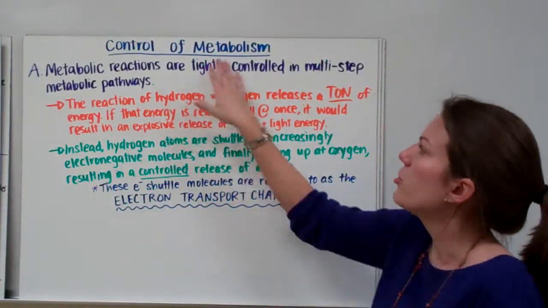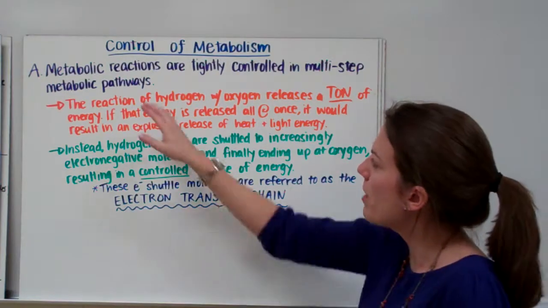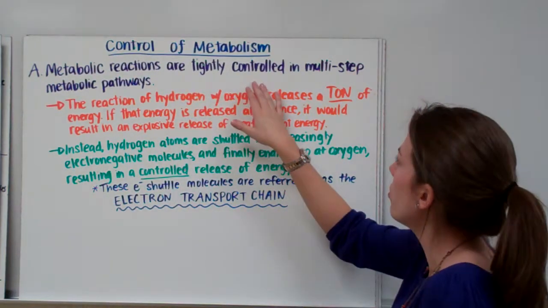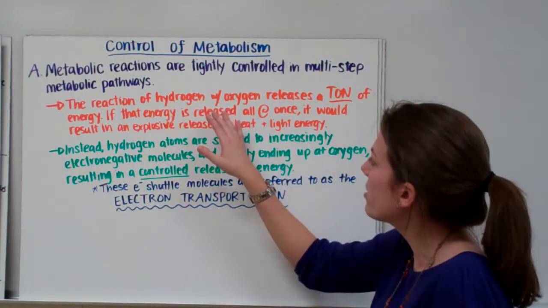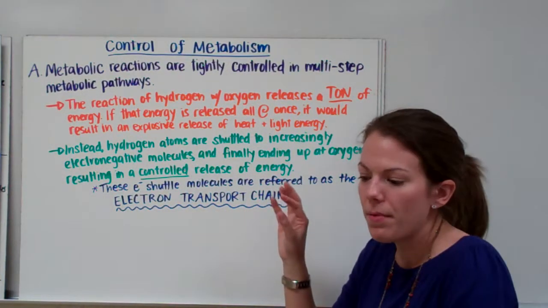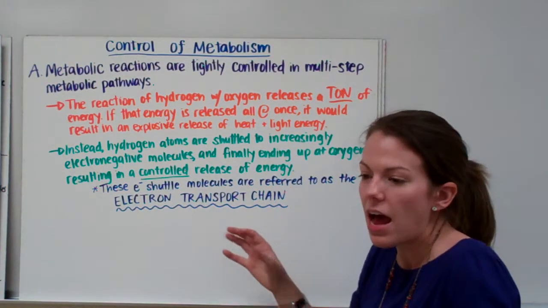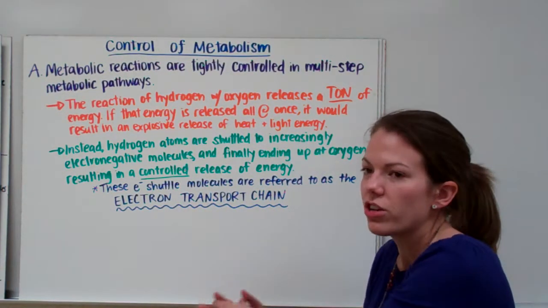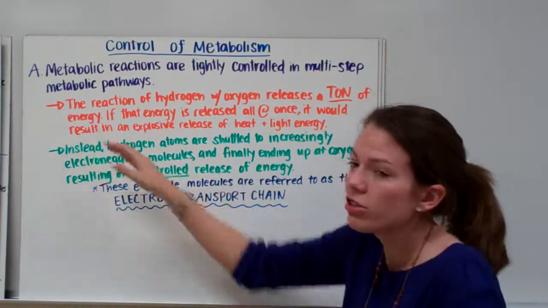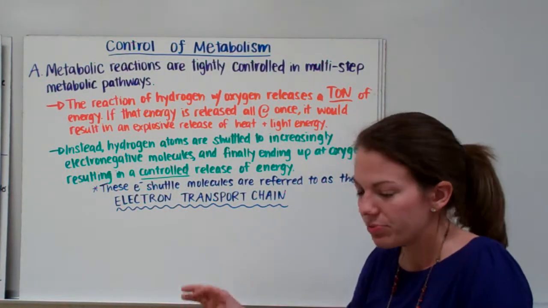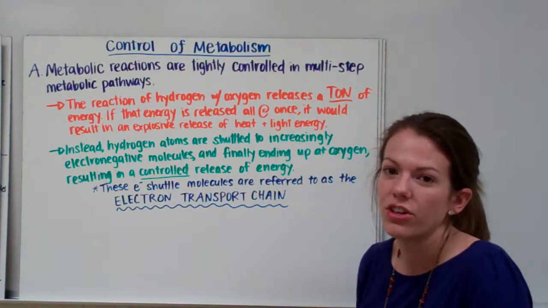Now let's discuss the control of metabolism. Metabolic reactions are very tightly controlled in multi-step metabolic pathways. The reaction of hydrogen with oxygen, so we're moving our electrons from an atom of hydrogen to oxygen, which is very electronegative, releases a ton of energy because hydrogen is not electronegative at all.